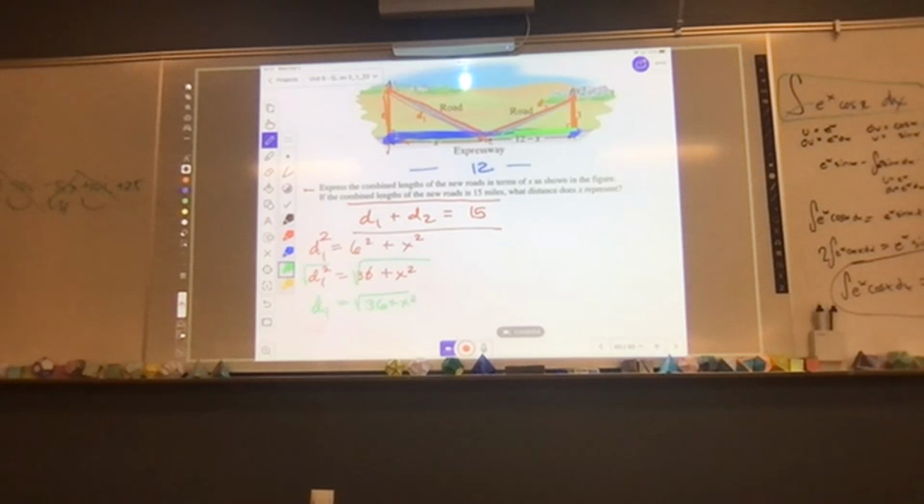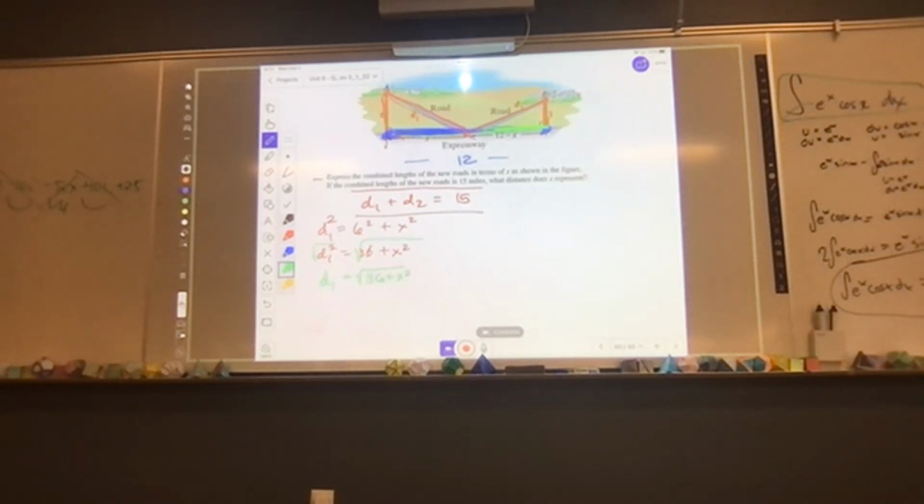So 6. No. Oh, wait, why? Because that is a binomial. Yeah. You cannot square root them separately. That's not a product, that's a sum.